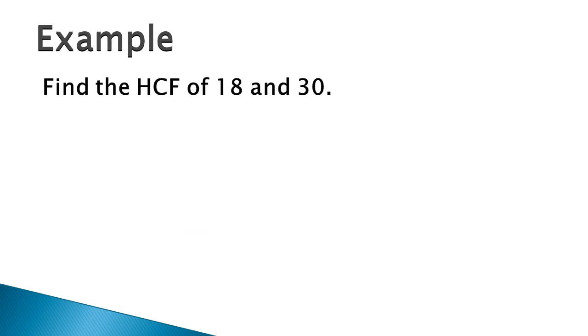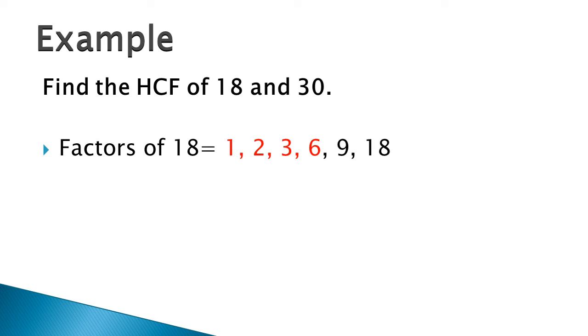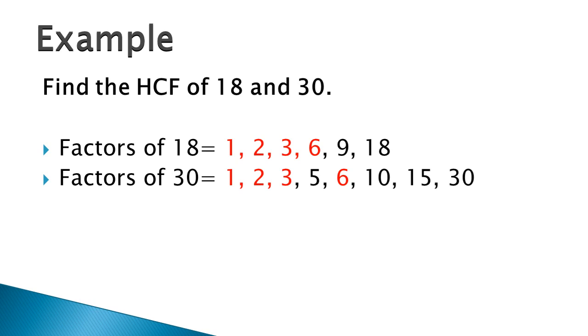Let's look at another example. Find the HCF of 18 and 30. The factors of 18 are 1, 2, 3, 6, 9, 18. And for 30, they are 1, 2, 3, 5, 6, 10, 15, 30. They are all the numbers that completely divide into 30, because 30 divided by 1 is 30, and 2 goes into 30 15 times, 3 goes into 30 10 times, and so on.